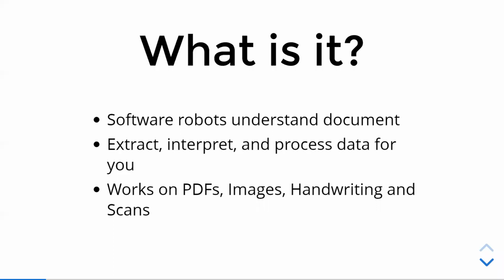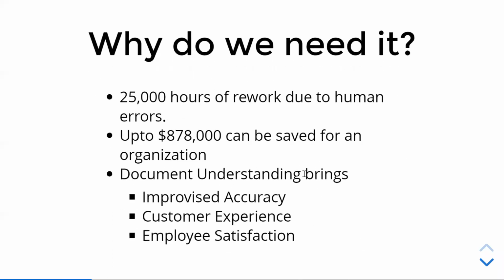Document understanding is essentially a set of activities that allow software robots to understand a particular document. It allows the robot to extract, interpret, and process the data which is available in that document for us. Document understanding can work on any given PDF, whether structured or unstructured, images, handwritten documents, and scanned documents.